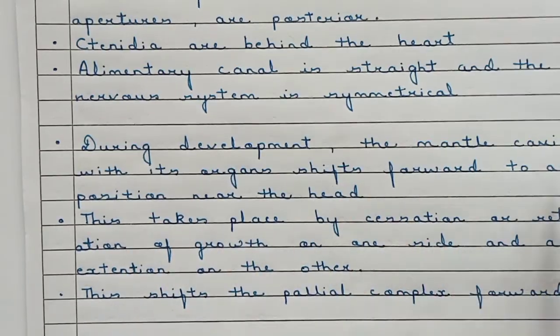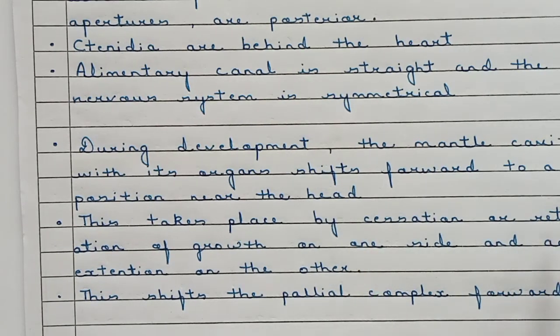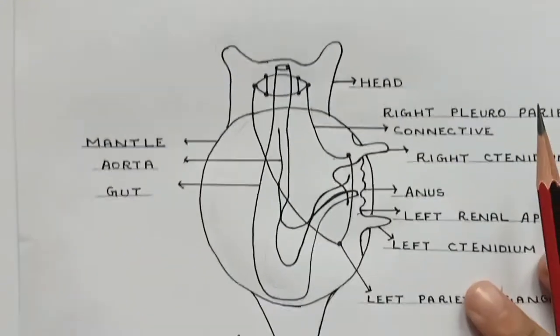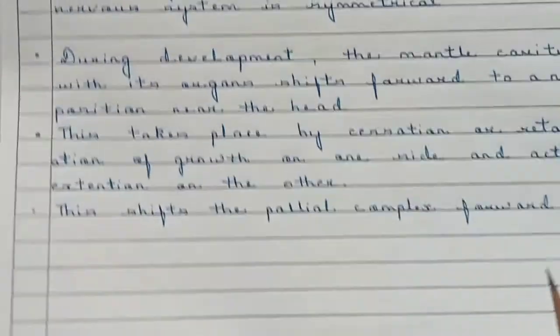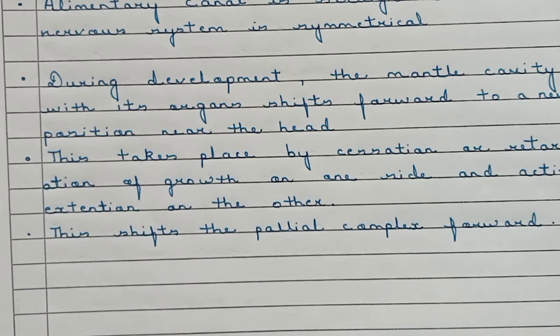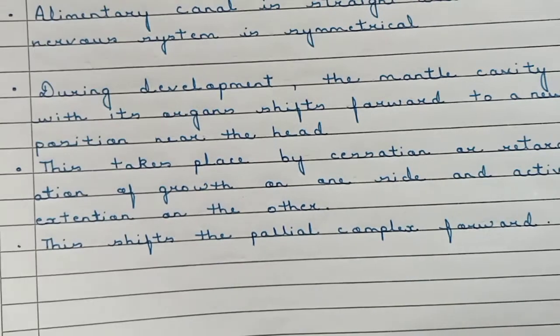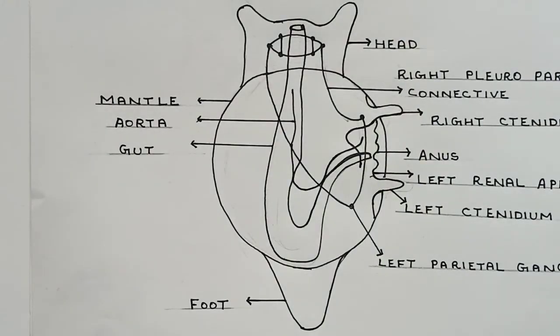Now during the development, the mantle cavity with its organs will shift towards the forward side, and its position comes to lie on the front or near the head. Now this takes place because of the retarded growth and an active extension on the other side. As in here we see there is retarded growth on the one side and active extension on the other side, and this shifts the pallial complex to the forward side. Now let's discuss the effect of torsion.